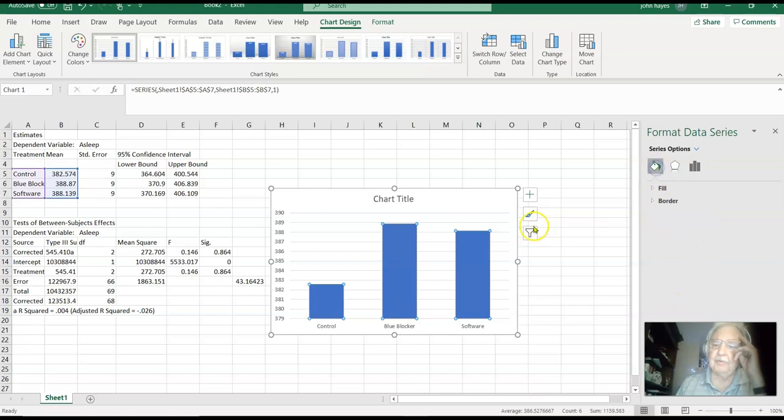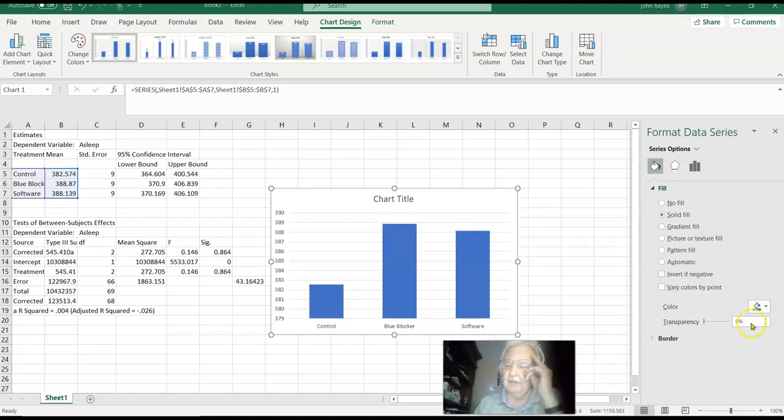And then I'm going to put in error bars, and I'm going to want to see both the top and the bottom. I'm going to get my picture out of the way here. I'm going to fill them with blue, but I'm going to make them more transparent. So I'm going to move this guy over here. Now I'm going to be able to see my error bars.